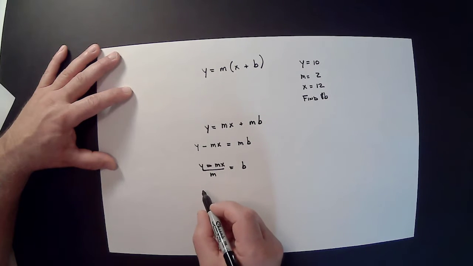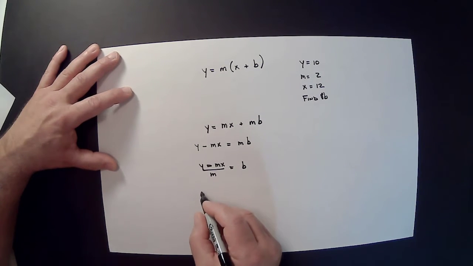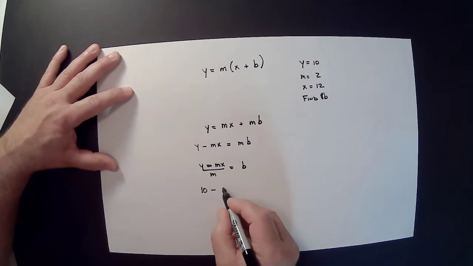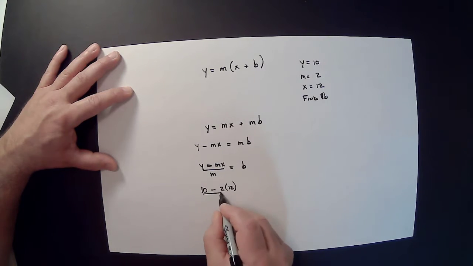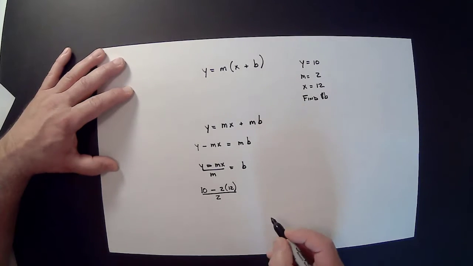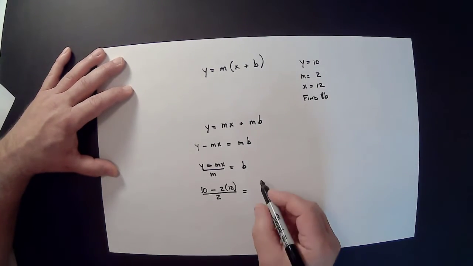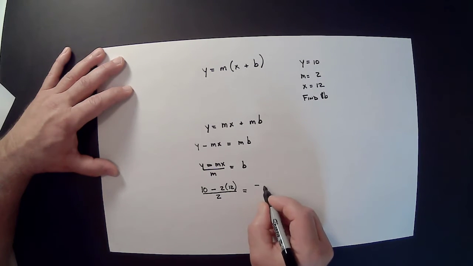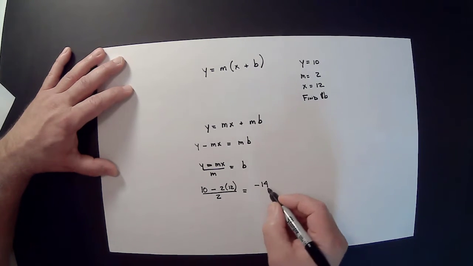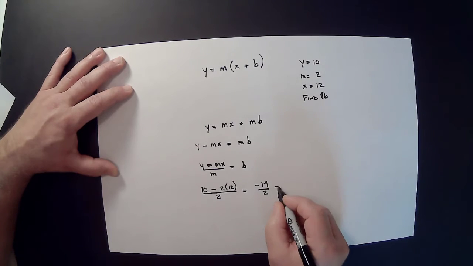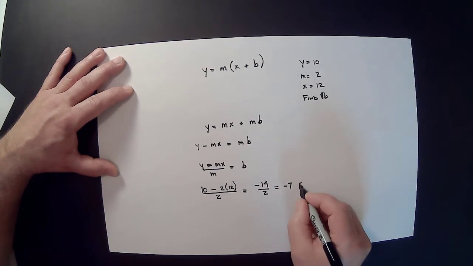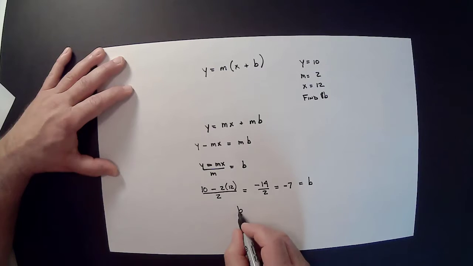So now I can simply substitute in the values for y, m, and x. 10 minus 2 times 12 divided by m, which is 2, equals 10 minus 24, that's negative 14, divided by 2 equals negative 7, and that's the value for b.